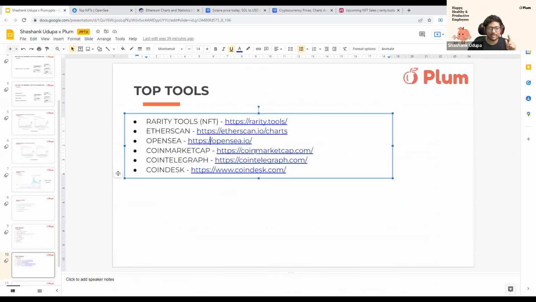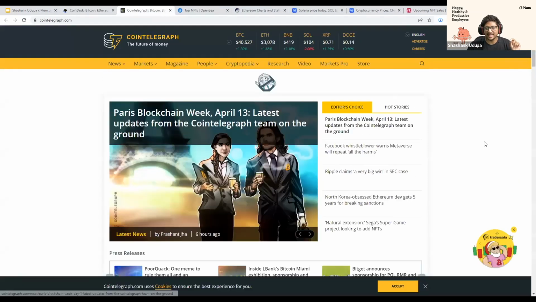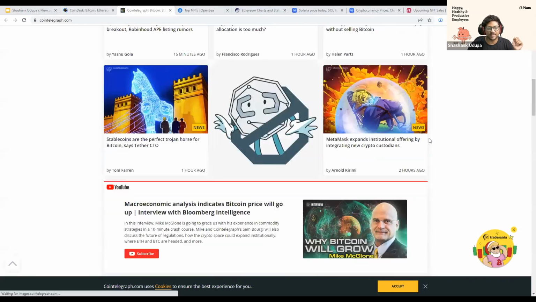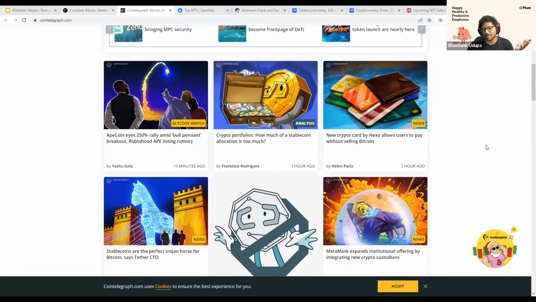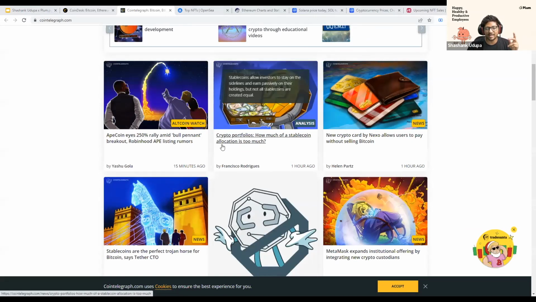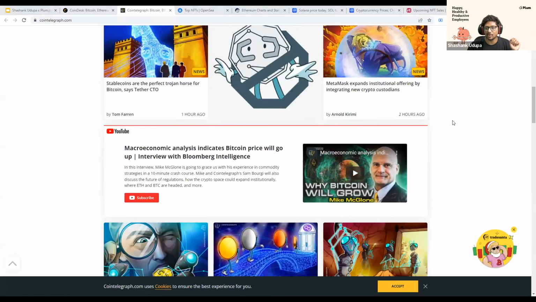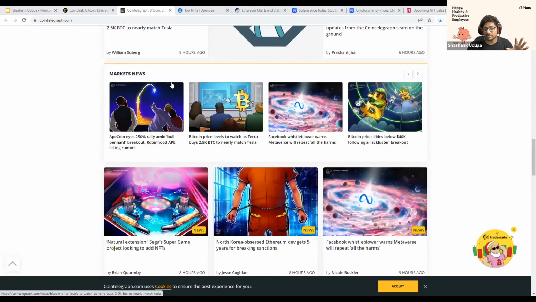Apart from that, CoinMarketCap, I've shown you. Now, if you want news websites, I recommend two websites. I use these as well to read a lot. One is Cointelegraph. Cointelegraph basically comes out with amazing news that is up to date with what is happening in the space, right? So it'll look at stablecoins, it'll look at ApeCoin. ApeCoin is basically the Ape token that is there currently, which is Bored Ape Yacht Club's token. It says Robinhood is planning to list it, so it might go up. So you'll just look at all of these things, right? Good news articles come here.